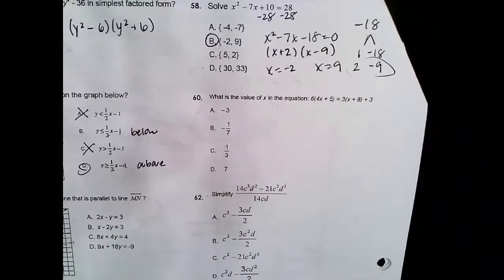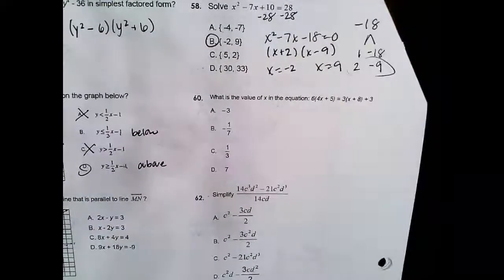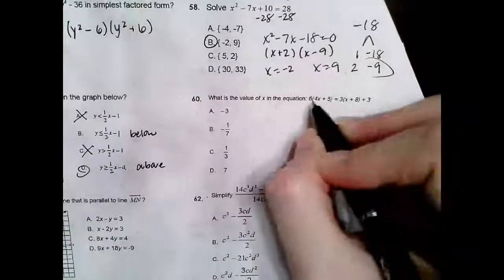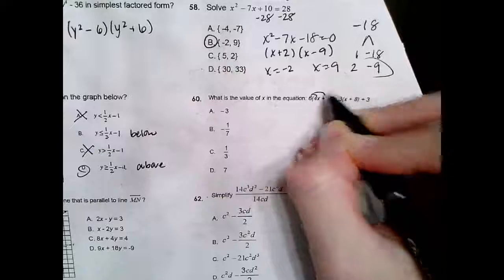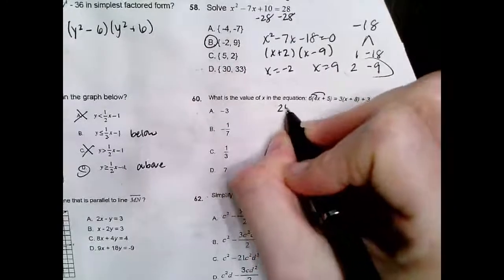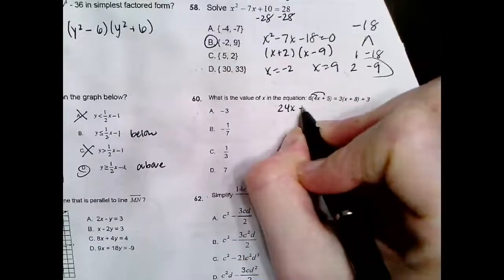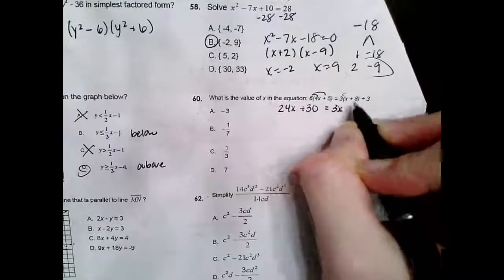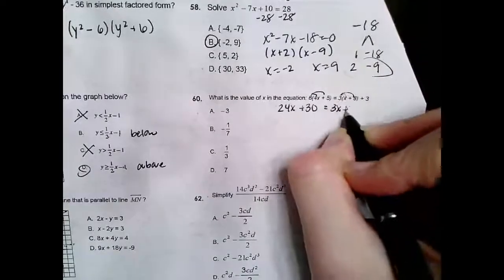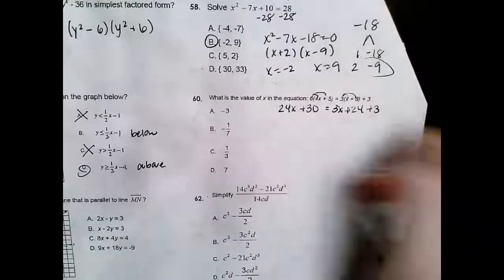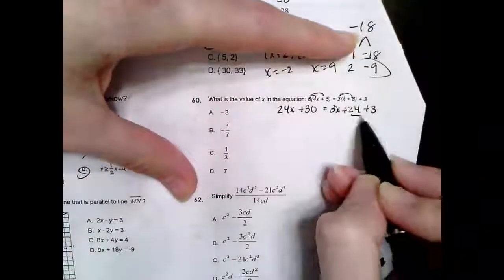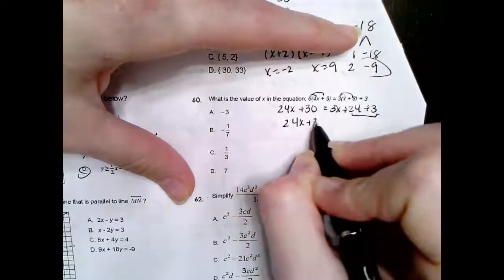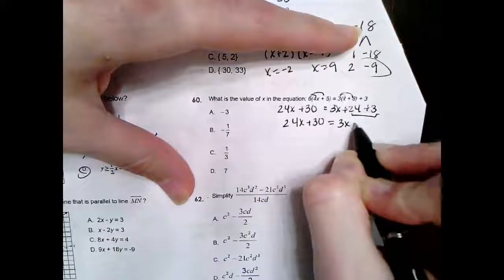Okay, 60 is just solving an equation. Remember I told you guys everything comes back to solving equations. All right, if we've got parentheses and a number outside, we have to distribute. So 6 times 4x, 24x. 6 times 5, 30, equals 3 times x, 3x. 3 times 8, 24, plus a 3 that's already there. Combine these like terms of 24 and 3. So 24x plus 30 equals 3x plus 27.